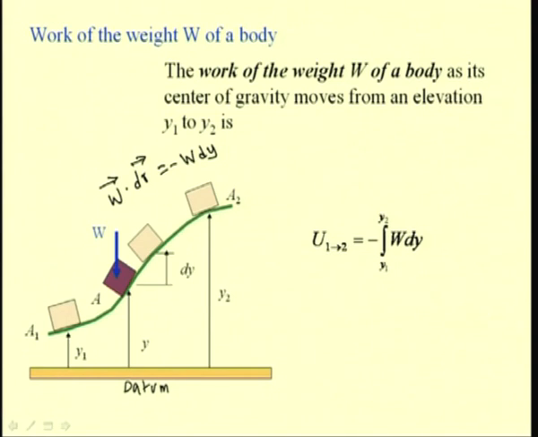So, we have the work done between positions 1 and 2 as the integral of minus W dy, which is equal to W, the constant, taken out, times the integration giving y1 minus y2. So, we have Wy1 minus Wy2 as the work done by this force W when the body is being raised from the position A1 to A2.